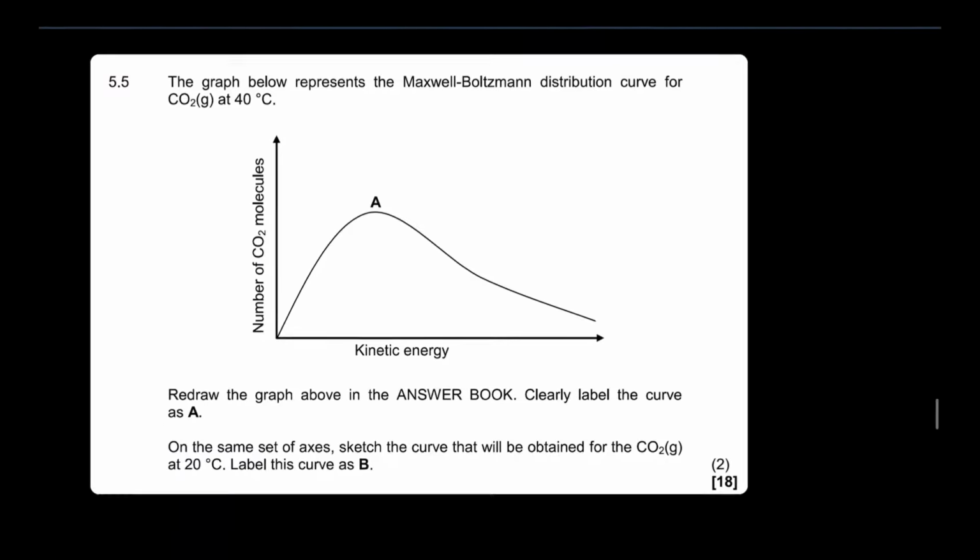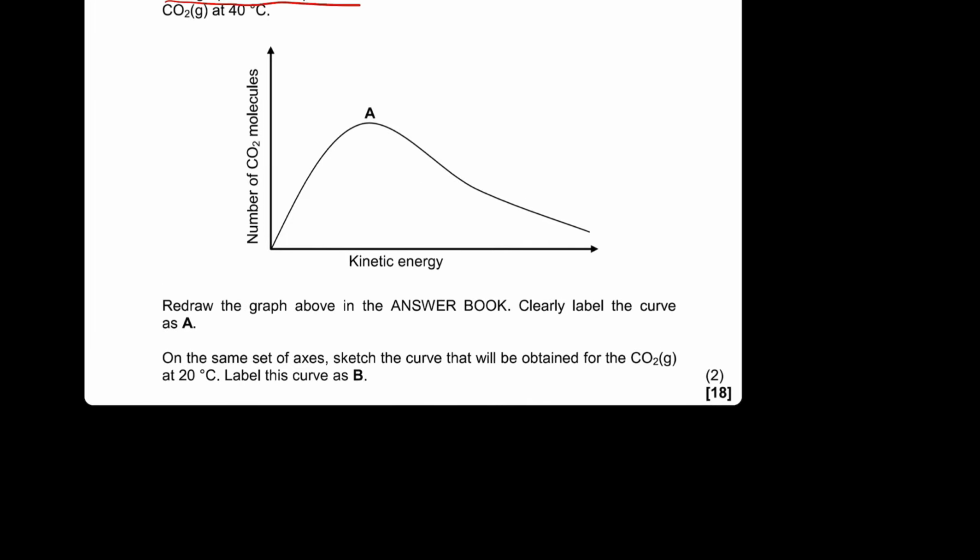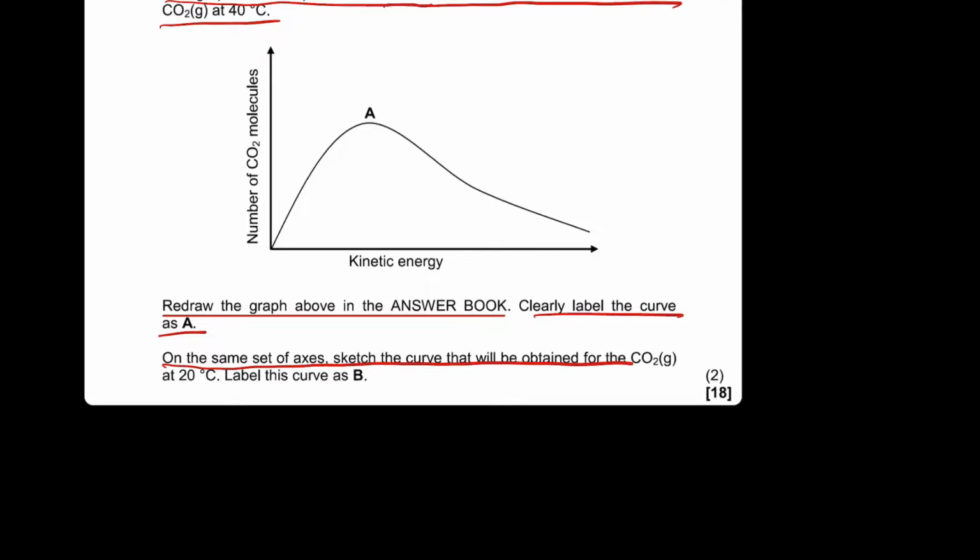Now let's answer 5.5. It says the graph below represents the Maxwell-Boltzmann distribution curve of carbon dioxide at 40 degrees. So this is the Maxwell-Boltzmann distribution curve. It says redraw the graph above in your answer book and clearly label the curve as A. On the same set of axes, sketch the curve that will be obtained for carbon dioxide at 20 degrees. That means the temperature has been decreased now. So this is what you are going to draw, and then they said to draw on the same set of axes when the temperature has been decreased.